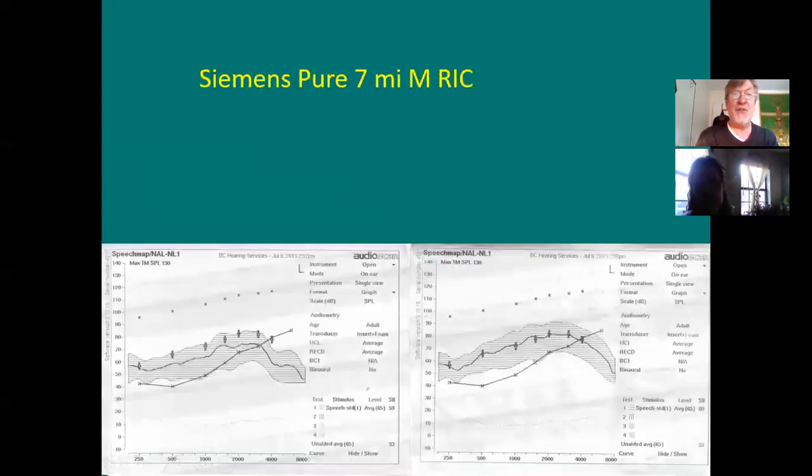Another case with a Siemens Pure M receiver in canal. According to NAL 1, it looked good on the software. You entered the audiogram, chose the NAL 1 fitting method, hit return, saved, okay? Take the hearing aid off, put it on Real Ear, enter the audiogram into Real Ear, choose NAL 1, deliver, under target again. Have to readjust to make it match target.